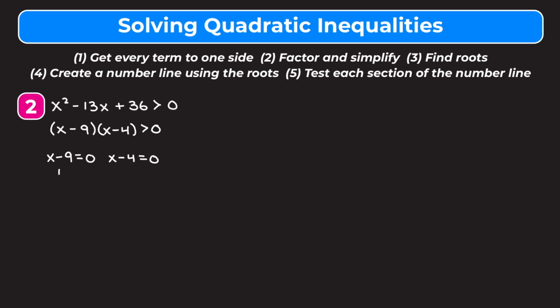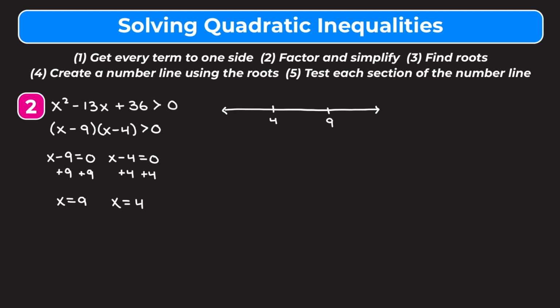On the left, we're going to add 9 to both sides. So we get x is equal to 9, so that's one of our roots. And on the right, we're going to add 4 to both sides. So we get that x is equal to 4, so that's another one of our roots. And now we want to create a number line using the roots. So we're going to create this number line or a sign chart. So we're just going to put our two roots on a number line. So I'm going to put 4, and I'm going to put 9.